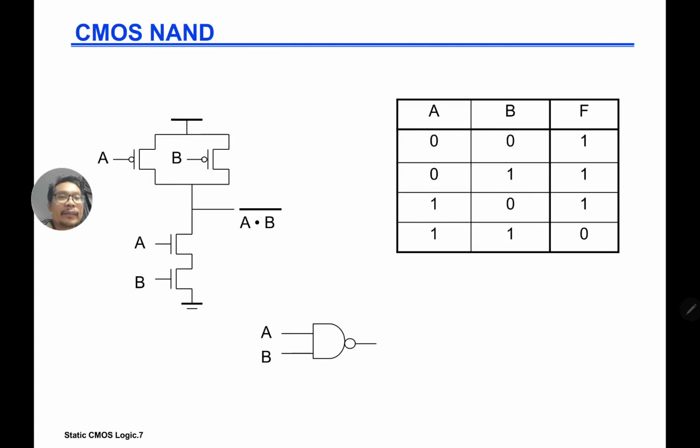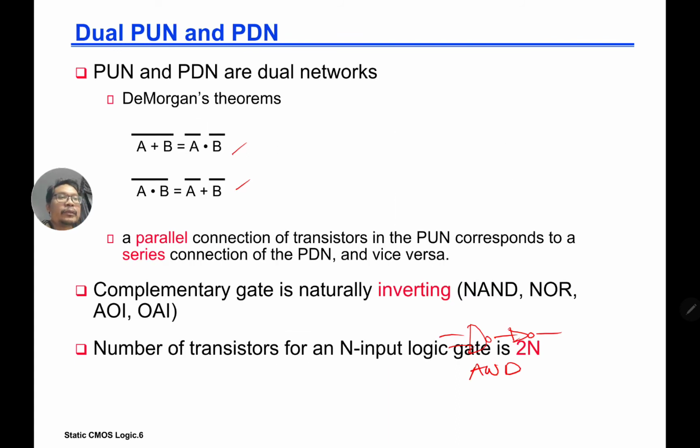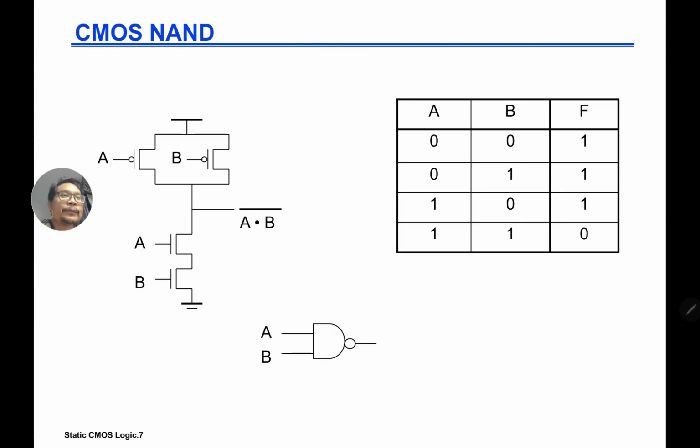The number of transistors for an n-input logic gate is 2n. We'll see about that. Okay, so here is your static CMOS NAND gate. Let's analyze it a little bit. Let's see what happens here. This is in series. Okay, so series NMOS corresponds to parallel PMOS. We can see that series NMOS corresponds to parallel PMOS.